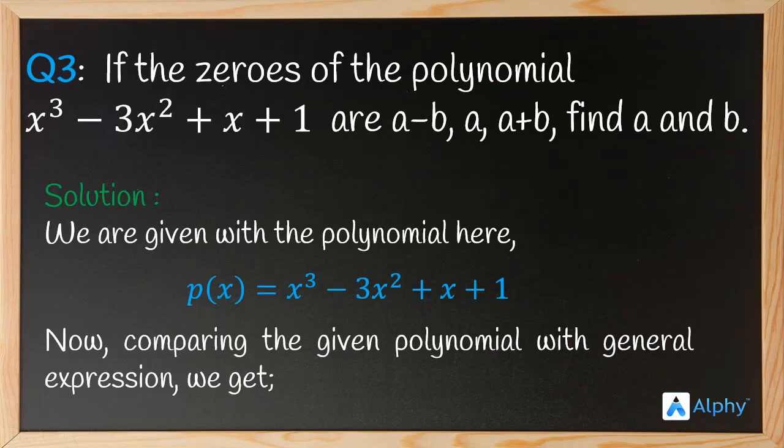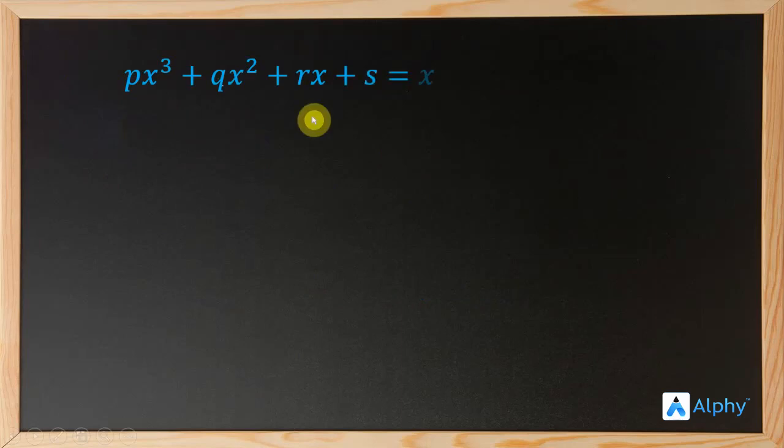So let's move on. Here we have the general expression, which is px cubed plus qx squared plus rx plus s equal to x cubed minus 3x squared plus x plus 1. You might be wondering why we do not have ax cubed plus bx squared plus cx plus d, because that is the expression that we have seen. Well, we have not considered it because the zeros given to us in the problem are in the form of a and b, and if we consider a and b here also, it will become a tedious task to differentiate and we might get confused, and hence we have considered different variables here.